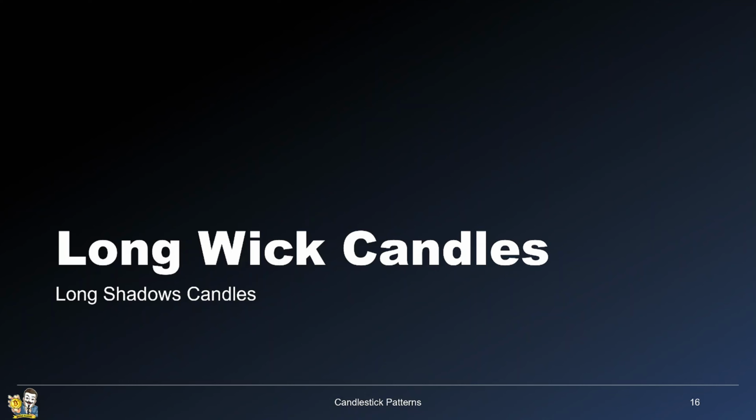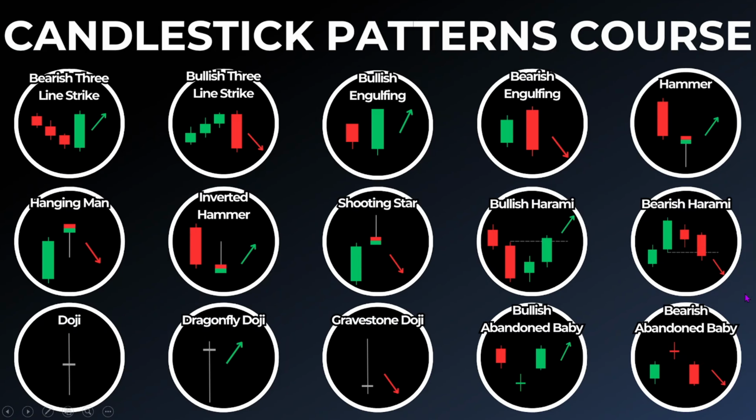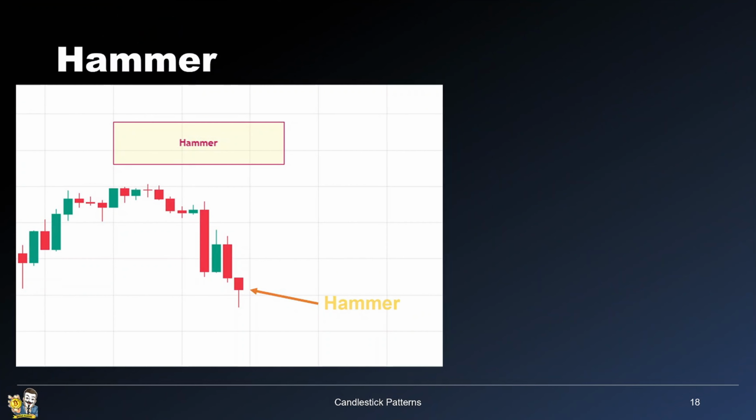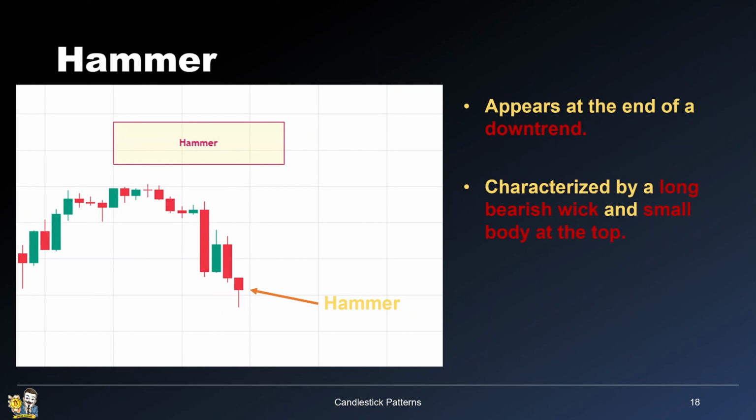Okay, let's now see long wick candles, meaning candles with long shadows. The first pattern we're going to study is the most famous one, called the hammer. A hammer looks like this, and appears at the end of a downtrend. Its characteristics are a long bearish wick and a small body at the top, as we can see in this picture. A very important thing to note is that a hammer can be either a red or a green candle. The interpretation remains the same. This pattern signals a reversal in a downtrend.